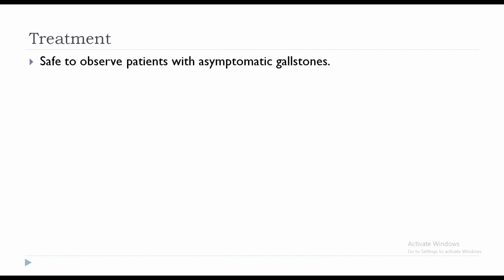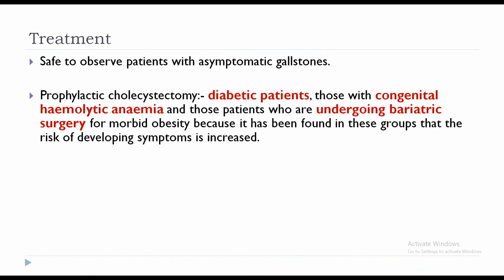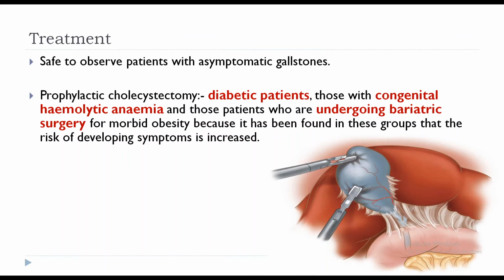What is the treatment for this? It is safe to observe the patient with asymptomatic gallstones. Prophylactic cholecystectomy can be done in patients who are diabetic, those with congenital hemolytic anemia, and those undergoing bariatric surgery for morbid obesity can also be considered for prophylactic cholecystectomy, because it has been found that in these groups the risk of developing symptoms is increased. So this is removed prophylactically.